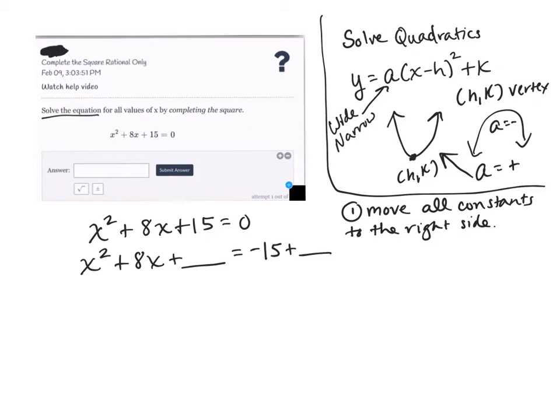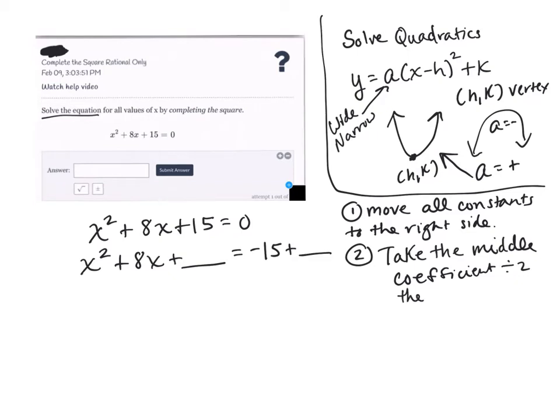Okay, and then we want to try to make this into a perfect square. So the way that we do that is we take the middle coefficient and we divide it by 2 and then square it. I find it helpful. You know me, I like to draw things out as much as I can. So I'm going to put a little bubble here. We're going to take 8 divided by 2, and then we're going to square it. So 8 divided by 2 is 4. 4 squared is 16.